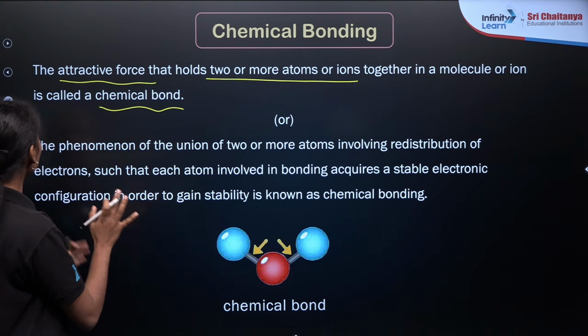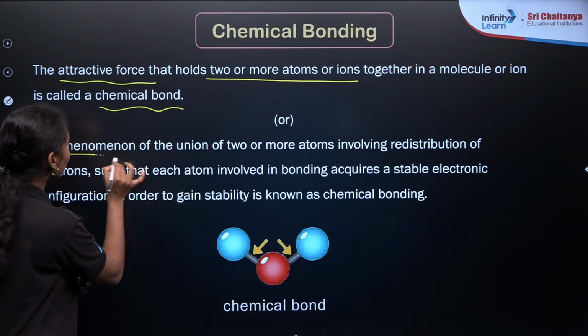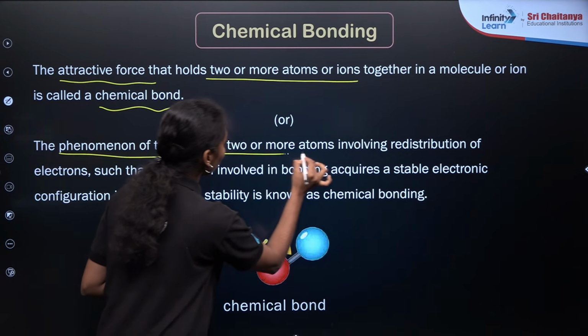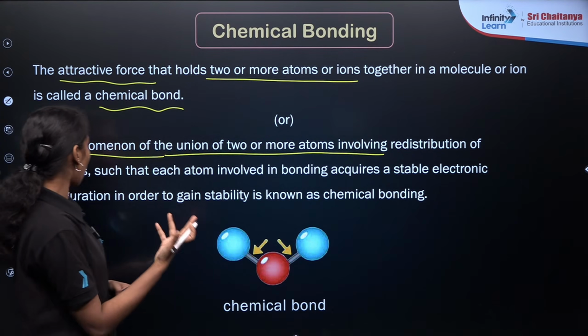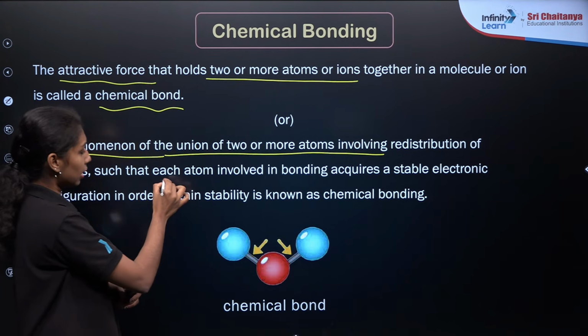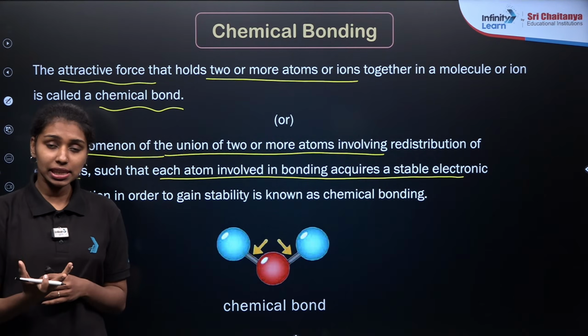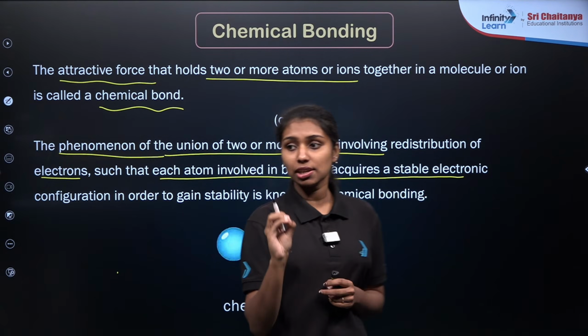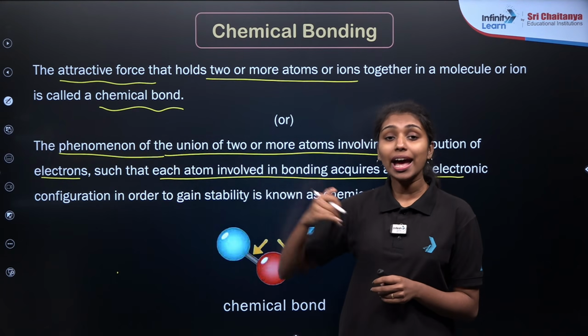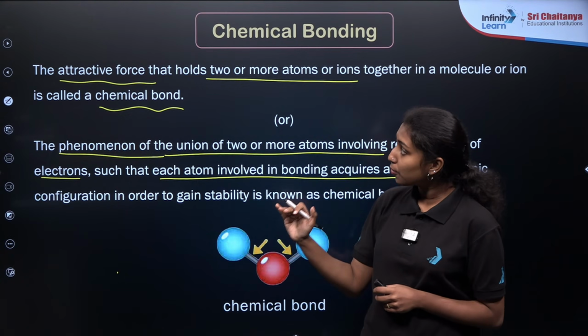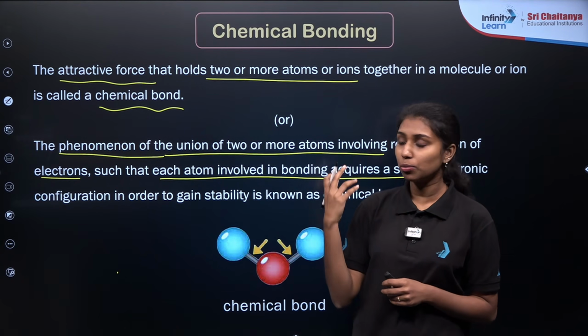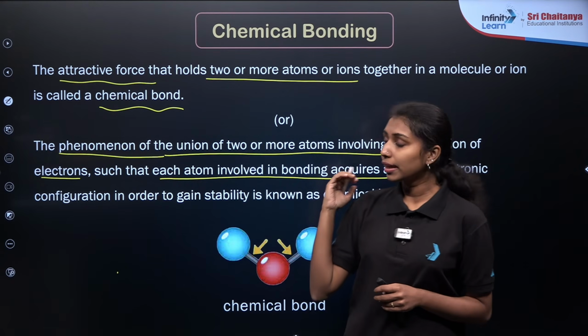Otherwise, we can define chemical bonding as a phenomenon of the union of two or more atoms involving redistribution of the electrons, such that each atom involved in the bonding acquires a stable electronic configuration. Whenever you are asked about the definition of chemical bonding, you can just give the definition as: the attractive force that holds two or more atoms in a molecule is called chemical bonding.